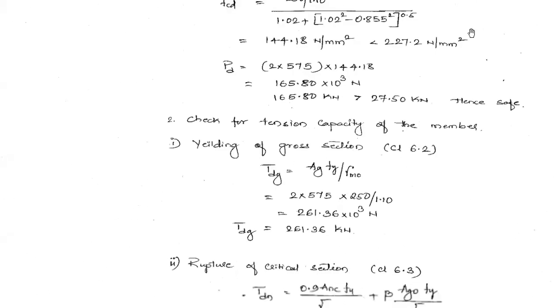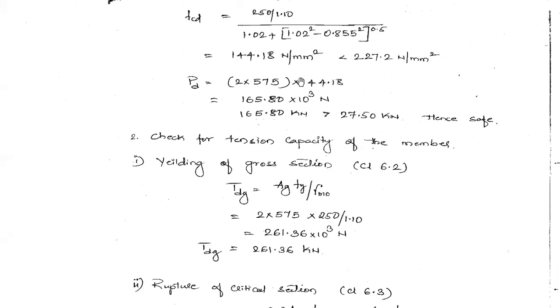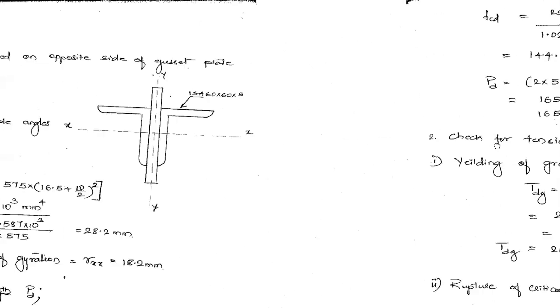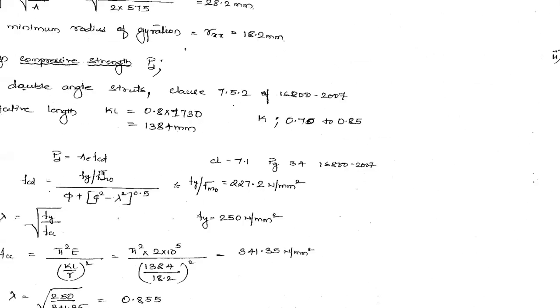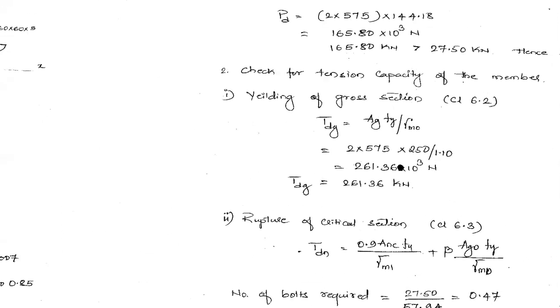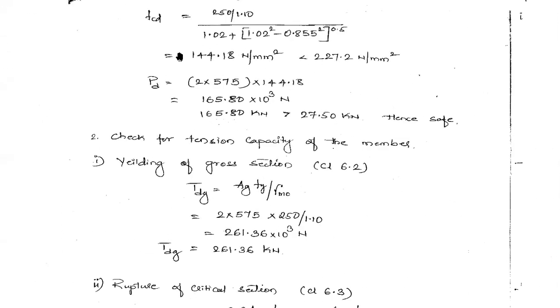On getting phi and lambda, now we can go with the calculation of the permissible stress in compression, FCD. That is 250 upon gamma m naught, 250 by 1.1, divided by phi plus the square root of phi square minus lambda square. This expression, which I showed you at the beginning, has been used, and the values for phi and lambda are substituted in it. So FCD, how much is it? 144.18 Newton per mm square. From this calculation, it is 144.18 Newton per mm square.